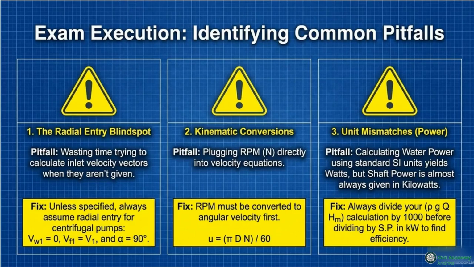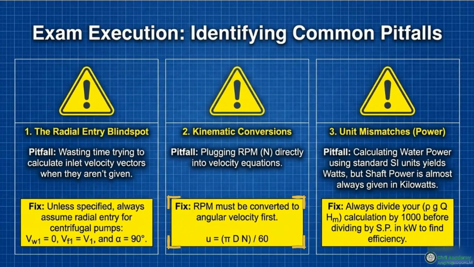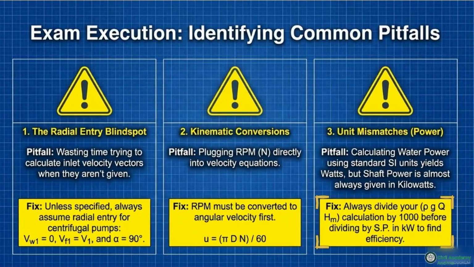Watch for 3 exam traps. 1. Radial entry. Assume inlet whirl velocity is 0. 2. Kinematic conversions. Convert RPM to linear speed using pi dn over 60. 3. Unit mismatches. Formulas yield water power in watts, but shaft power is kilowatts. Divide by 1,000. Let's put this into practice.